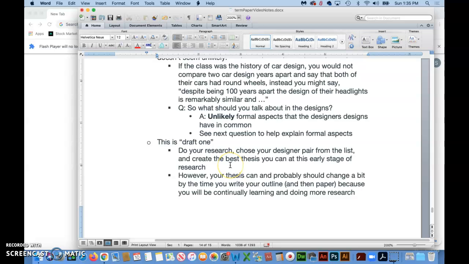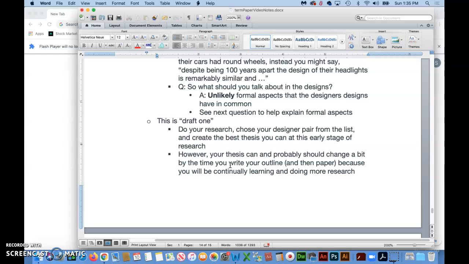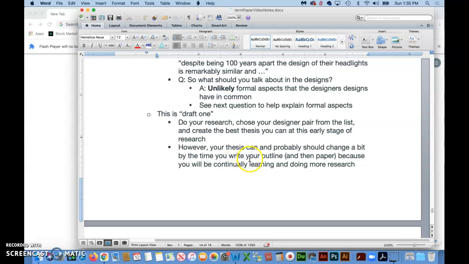Now, you still have time, though, to do more research. So not only can your thesis change a little bit by the time you write your outline, it probably should, to show that you've done more research. So what will happen is you'll turn this in for the week that it's due. You'll receive some feedback, how it could be better, unless it was perfect to start with. And then you will start working on your outline, doing more research. And by then, you probably want to hone that thesis statement a little bit better.